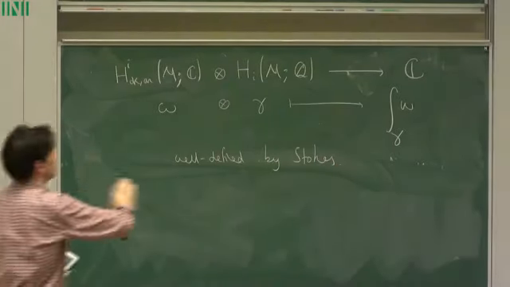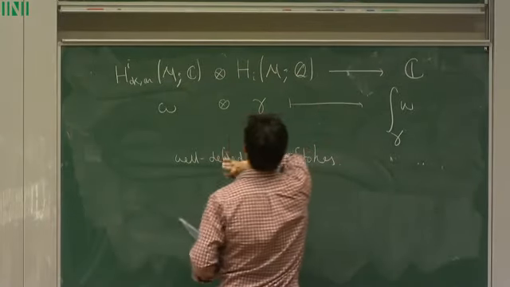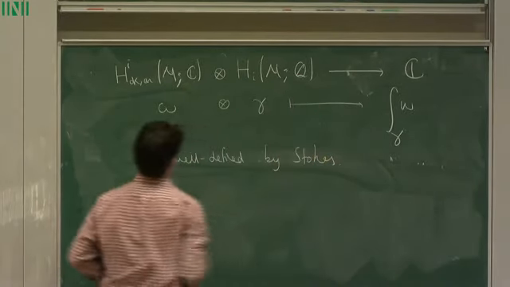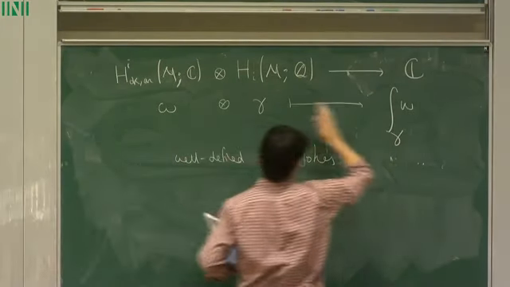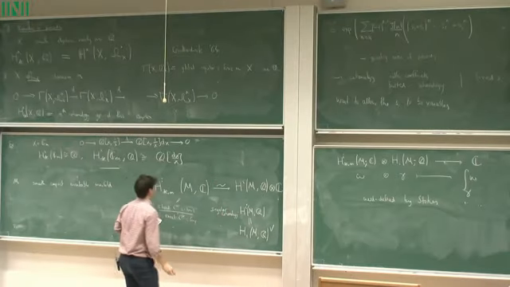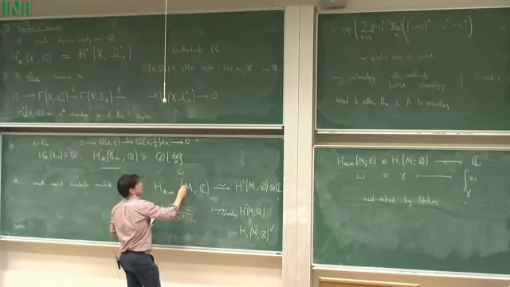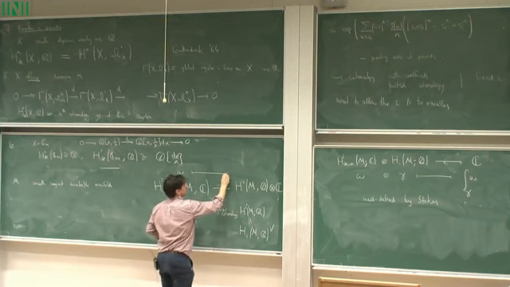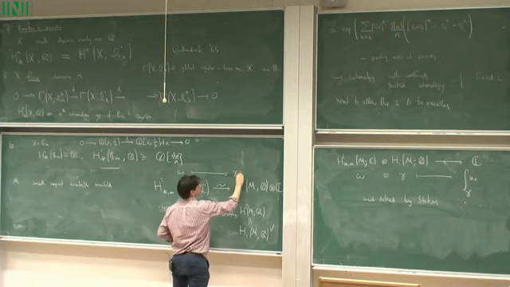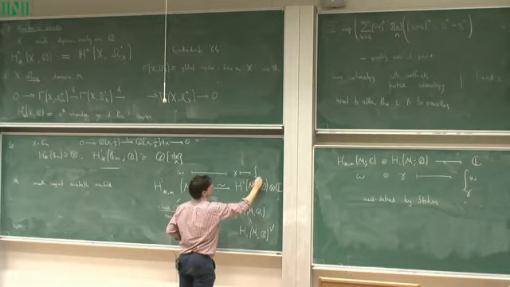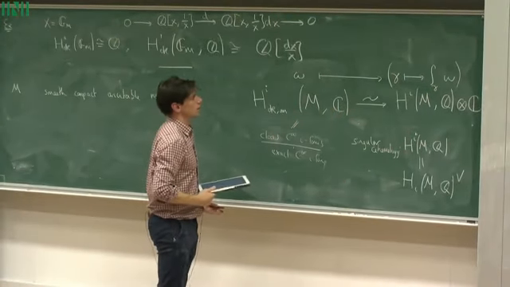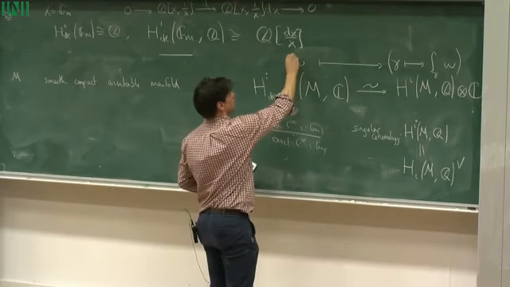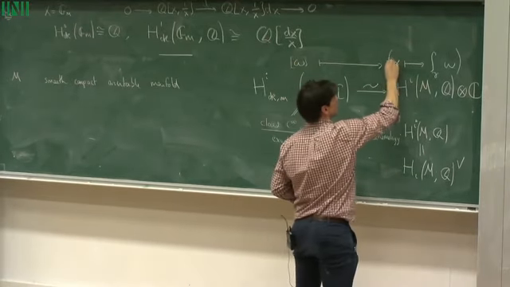So then you can turn this into a pairing, and the theorem is that if you tensor this with C, it becomes a perfect pairing, and that means that you can move this across and get this isomorphism. The isomorphism is, to the class of omega, you associate the functional gamma goes to the integral over gamma of omega. And that's well defined on cohomology classes and homology classes, respectively.